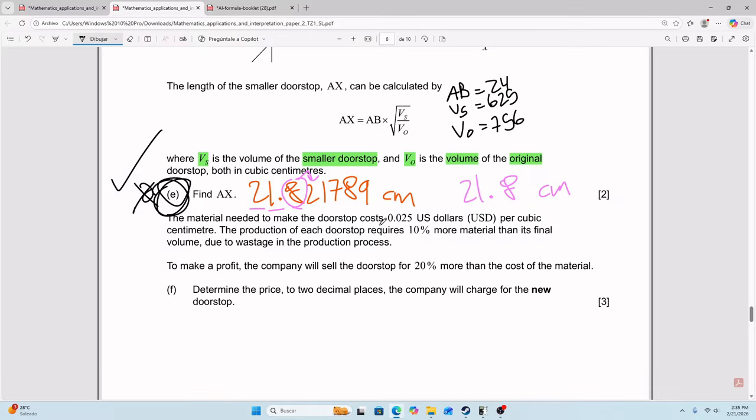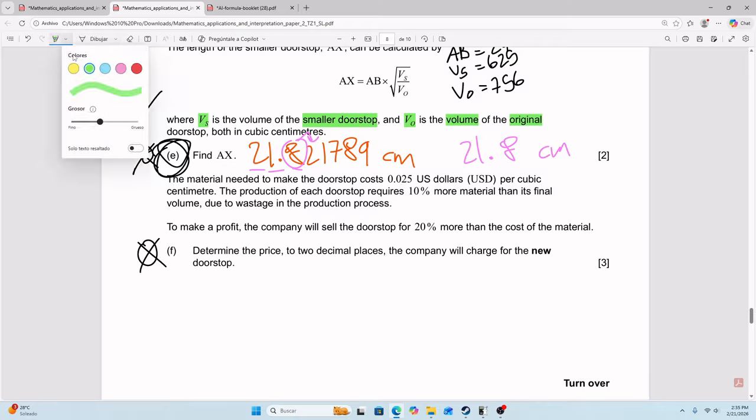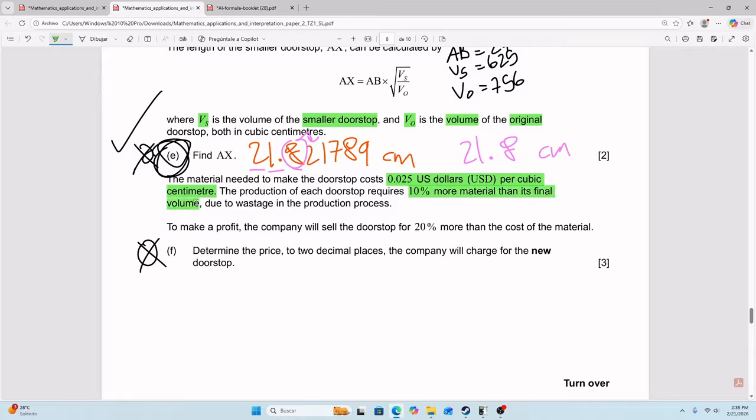And this last part is a little tricky because it has a lot of text. Pero we'll go about it together. We have that the material needed to make the doorstop costs $0.025 per cubic centimeter. So per cubic centimeter, it costs us $0.025. And they tell us that the production of each doorstep requires 10% more material than its final volume due to wastage in the production process.